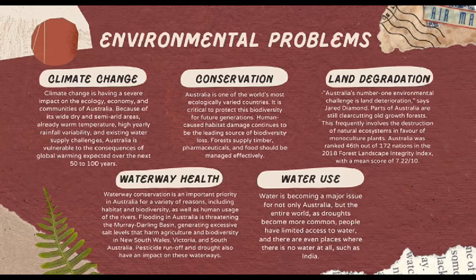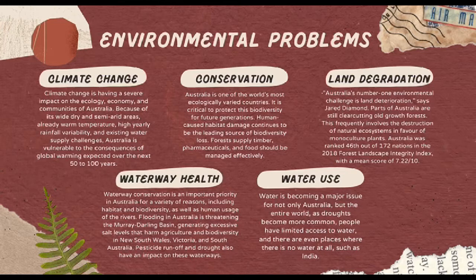The next environmental problem is waterway health. Waterway conservation is an important priority in Australia for a variety of reasons, including habitat and biodiversity, as well as human usage of the rivers. Irrigation in Australia is threatening the Murray-Darling Basin, generating excessive salt levels that harm agriculture and biodiversity in New South Wales, Victoria, and South Australia. Pesticide runoff and drought have also had an impact on these waterways.